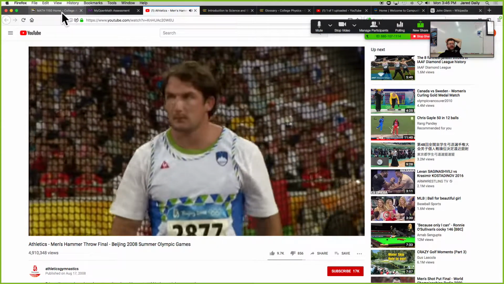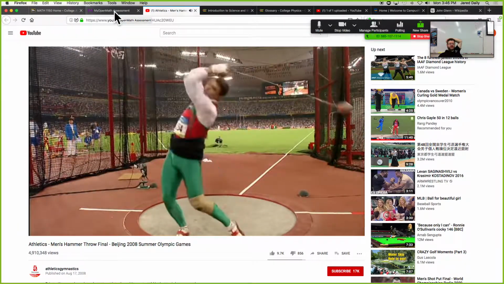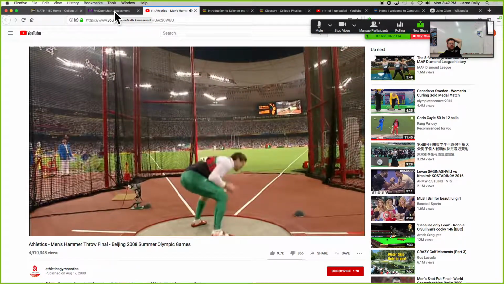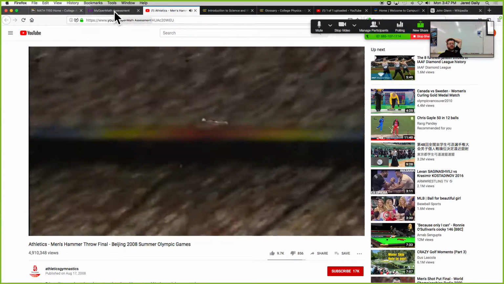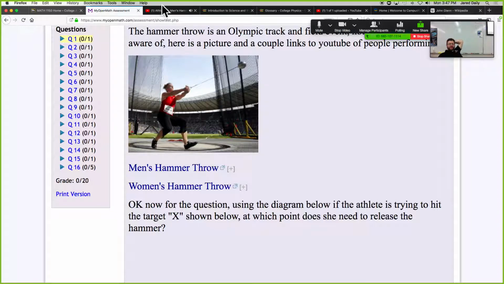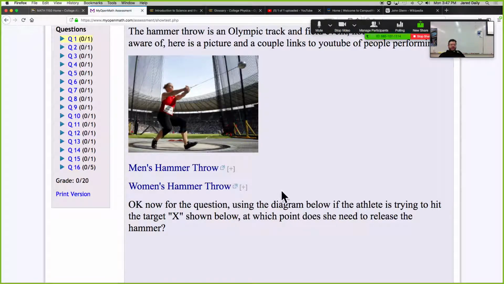You'd like to be one of the people out there waiting for that thing to come flying at you. It's kind of crazy. Gotta replace your divot. Anyway. Okay. So the hammer throw.